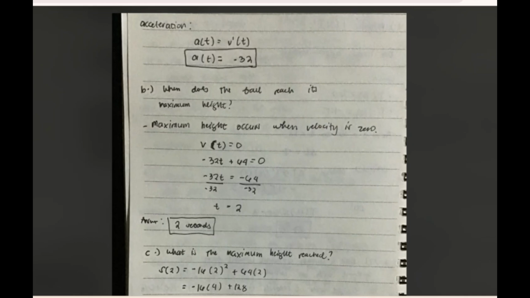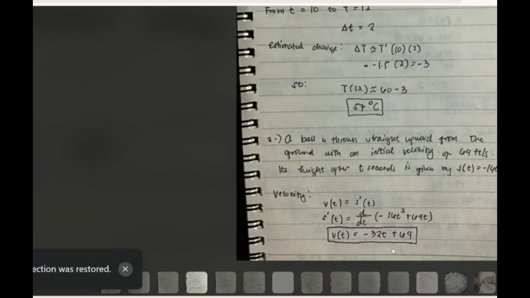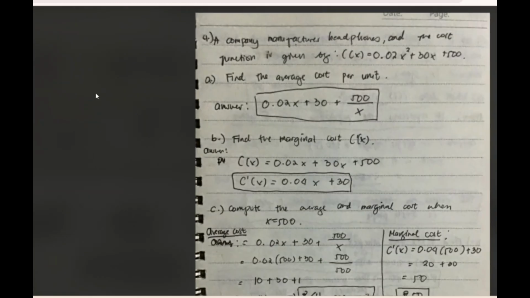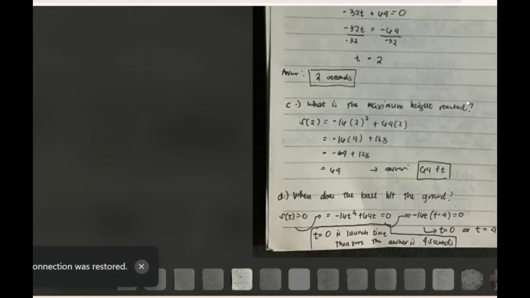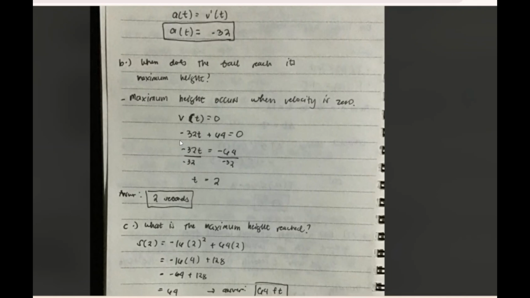So therefore, our answer for the velocity is simply negative 32t plus 64, and then our acceleration is negative 32. Moving on to letter B, when does the ball reach its maximum height?